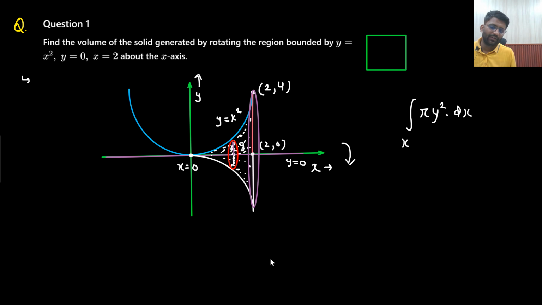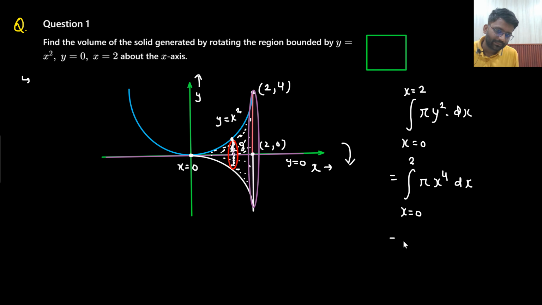So this is the structure that we are getting: pi y square dx, x going from 0 to 2. And what is the value of y? y equals x square. If this length is y, then y equals x square. So in place of y, I will put x square. So this will become x to the power 4 dx, x going from 0 to 2.